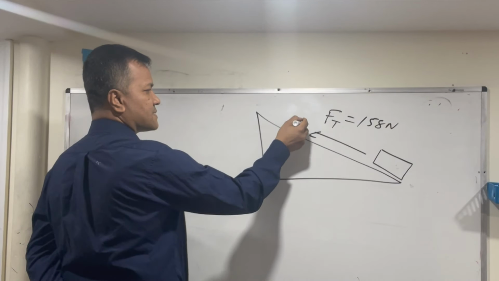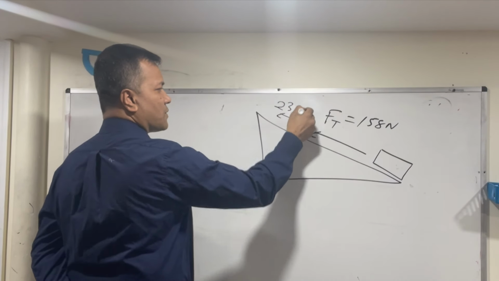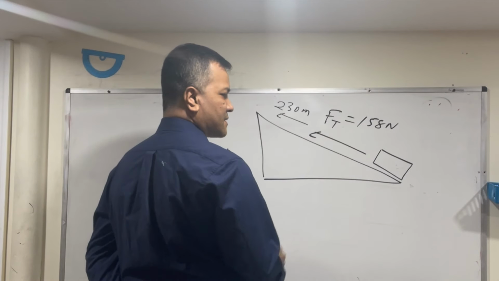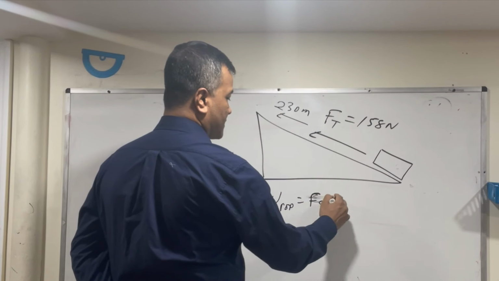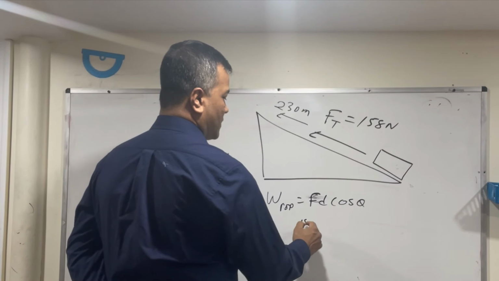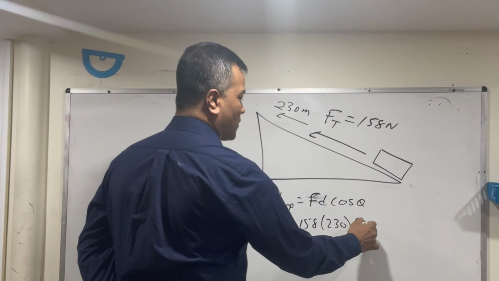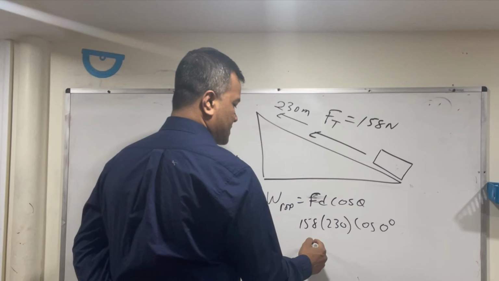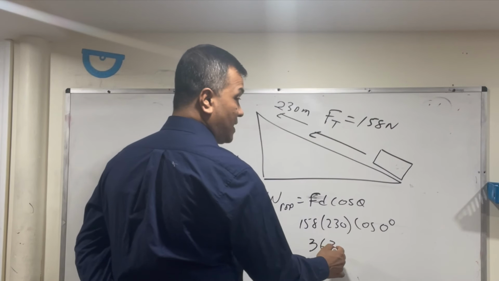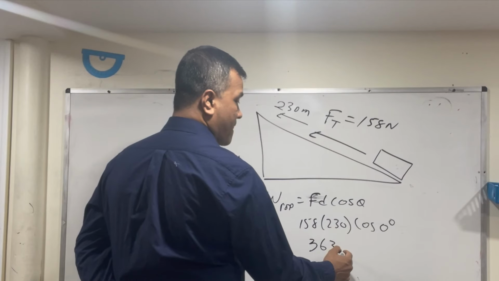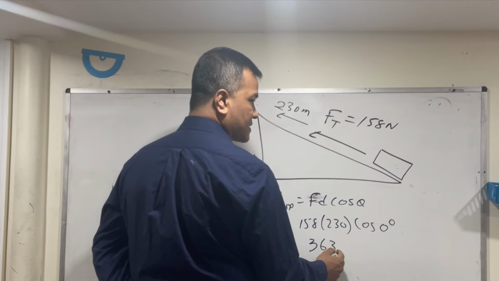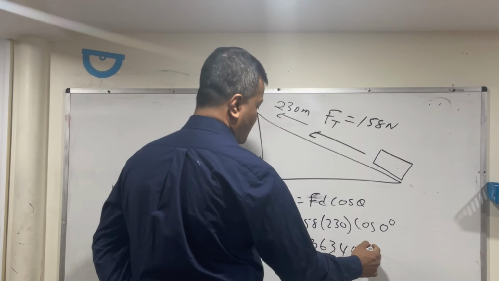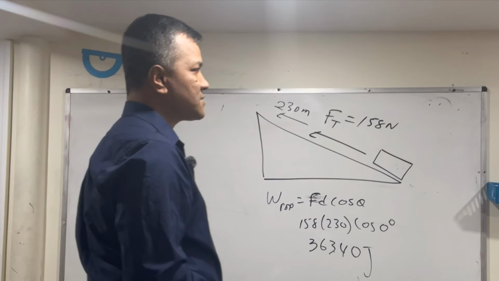Okay, 17.158 Newton. And displacement is? 230 meter. So what do they ask you to find? The work done by the rope. Work done by the rope is F D cosine theta. 158 times 230 times cosine what? 0. So how much is this? Actually, it's 36,340. Joule.